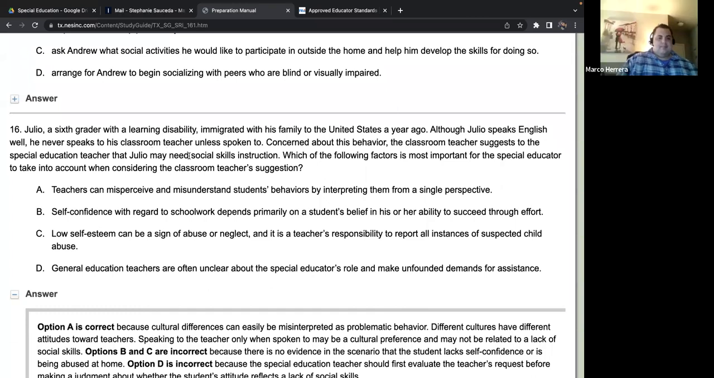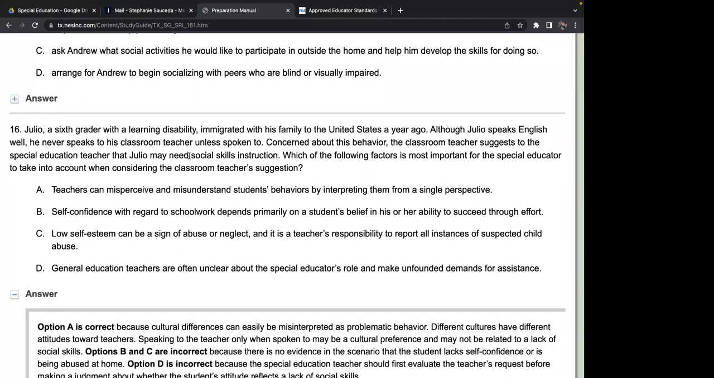That's the way they try to trick you, because above all, this is a critical reading exam. And so if you read it carefully, a bad answer will make itself known, like B, because nowhere is there any mention of him having difficulties in schoolwork, or his own belief in his ability to succeed. Not at all. We're just talking about him not speaking unless he's spoken to. And so C was obviously ridiculous.